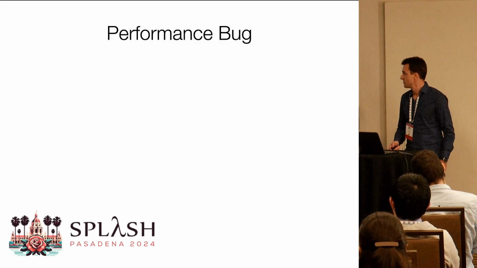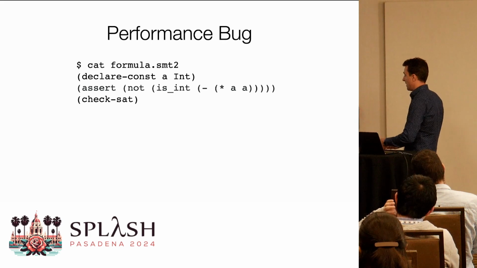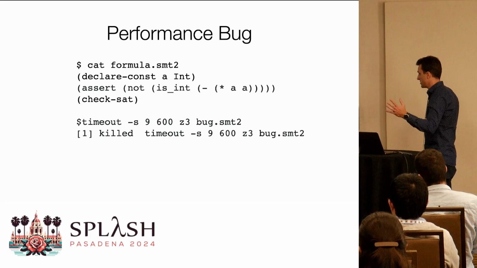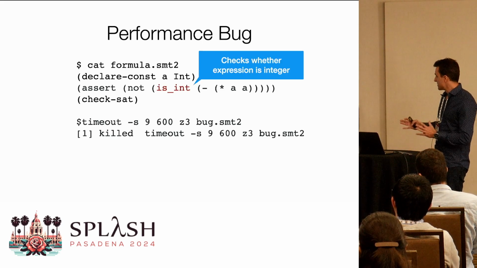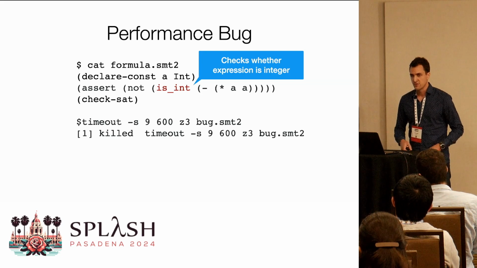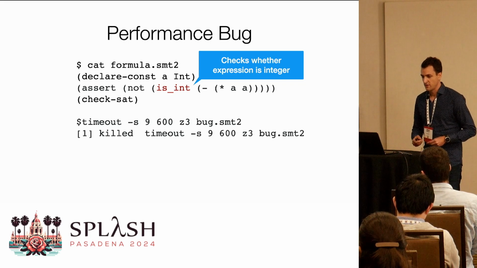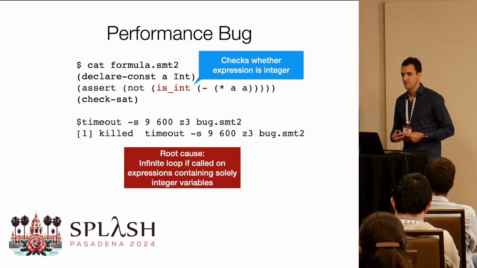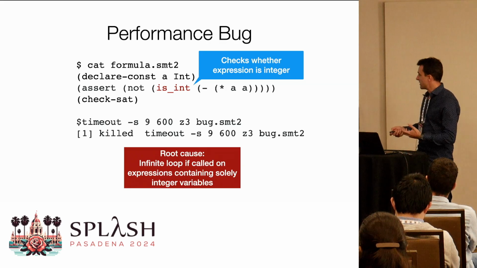And here I want to show you a quick example. We have this super small formula, and if we just give it to Z3, Z3 will just not solve it. It will just hang. The reason why is very confusing. It's related to this expression isInt, which returns true if the child is essentially an integer expression and false otherwise. And so Z3 actually gets stuck in an infinite loop if in this expression there are only integer variables, as is the case here.